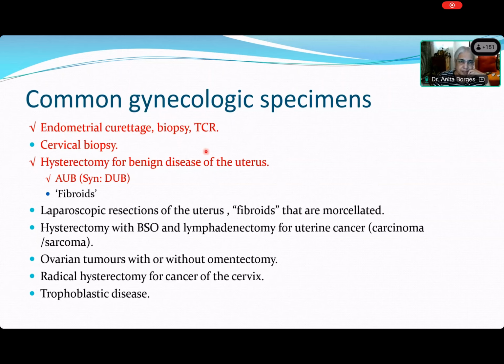Hysterectomy is for benign disease of the uterus, and most of the time it is for what is called abnormal uterine bleeding. Once upon a time, it used to be called dysfunctional uterine bleeding. The international gynec consensus is that we should stop using the word dysfunctional uterine bleeding and call it abnormal uterine bleeding. Either way, you will understand that this is what the majority of hysterectomies are being done for. I wish it were not so, but that's what it is.